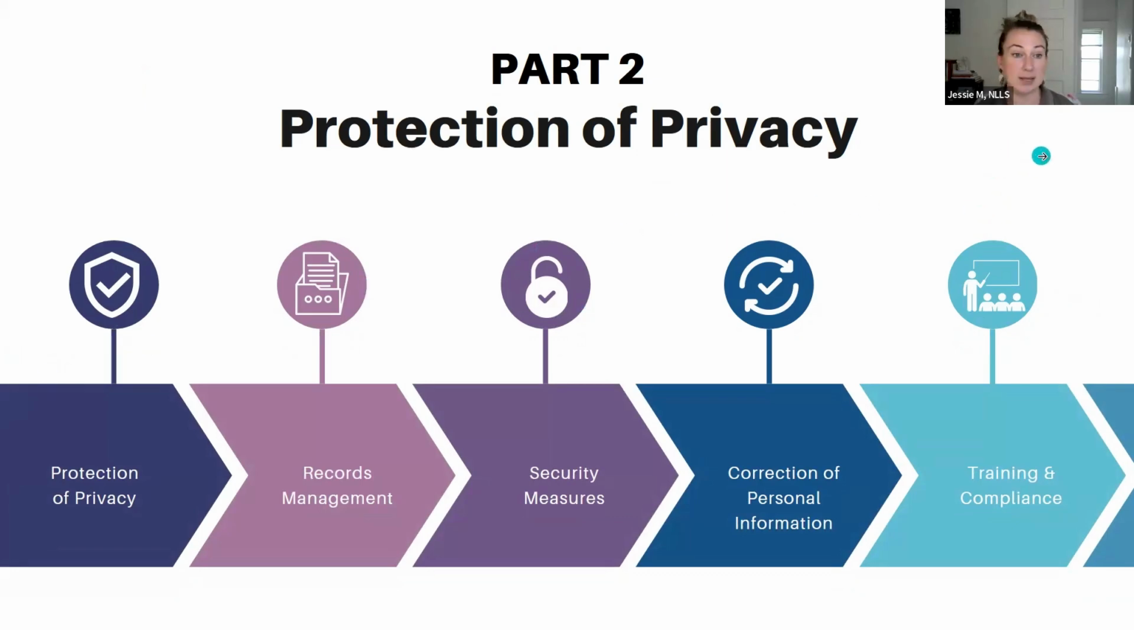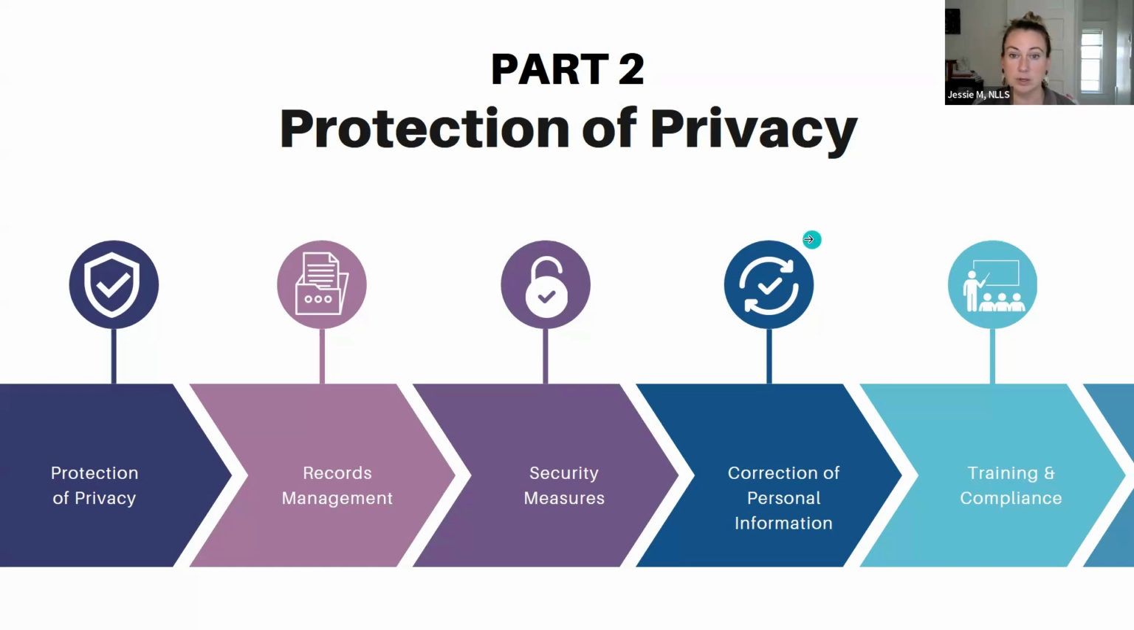Okay, so part 2 is the protection of privacy. So the protection of privacy in the Act sets out rules for the collection, use, and disclosure of personal information by public bodies to protect individual privacy. So reviewing the definition of personal information, that is any recorded information that makes an individual identifiable. So their name, their birth date, their address, their phone number, their email, their age, their marital status, their financial information, health information, or educational history.